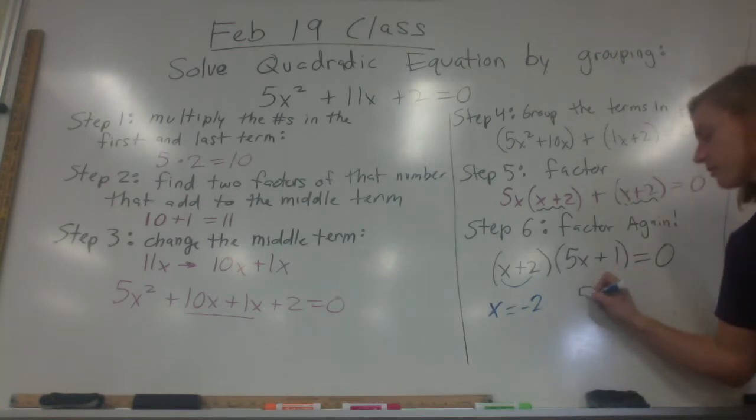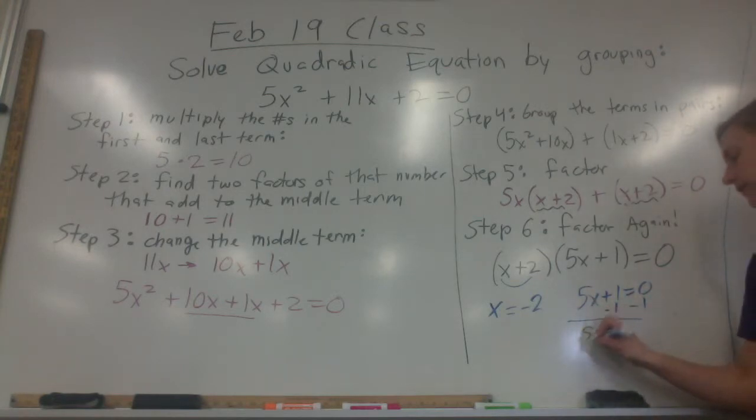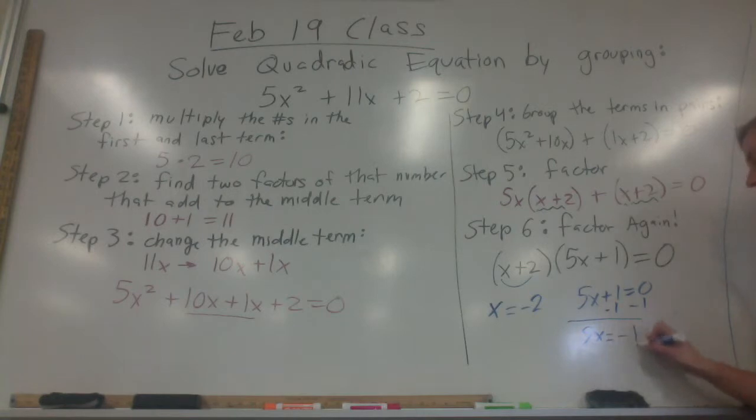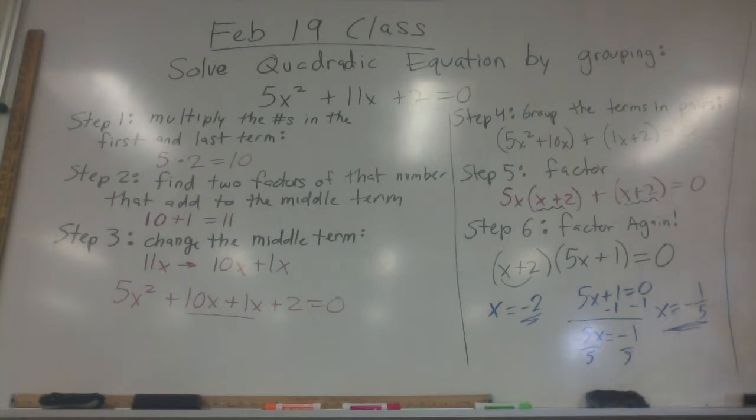Do we need to write it out so we can see it? Yes. Subtract the 1. 5x equals negative 1. You divide. So x would equal negative 1 over 5. So it's negative 2 and negative 1/5 in this case.